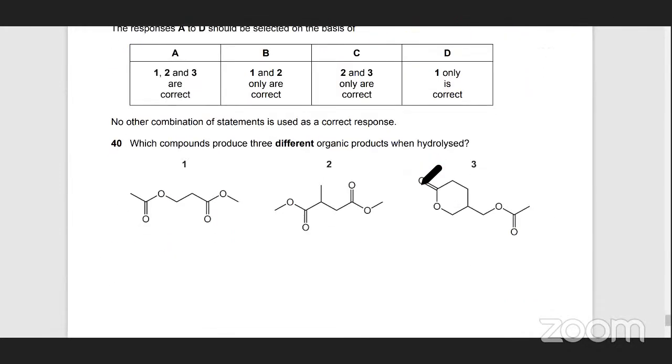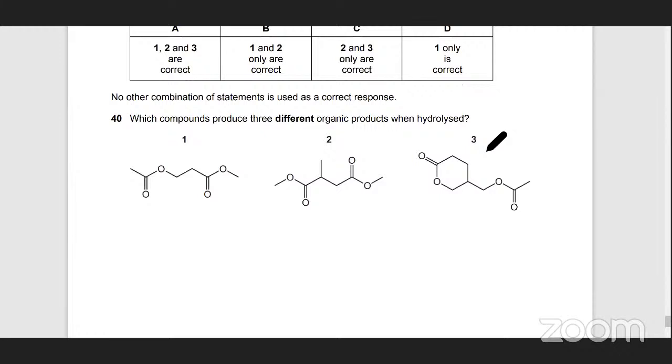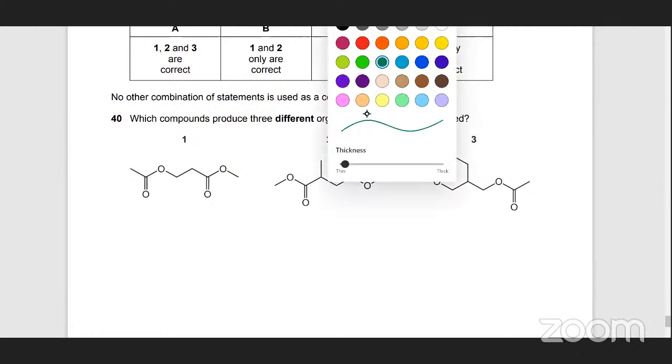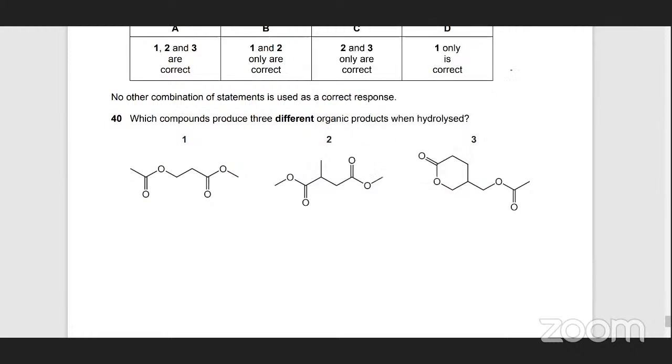And then the last one: which compounds produce three different organic products when hydrolyzed? Hydrolyzed means they're all esters, and the esters are going to break up. And he's saying three different organic products. So the first one, okay, let's focus on the first one. This is going to break up. So this double bond O would turn into a carboxylic acid.